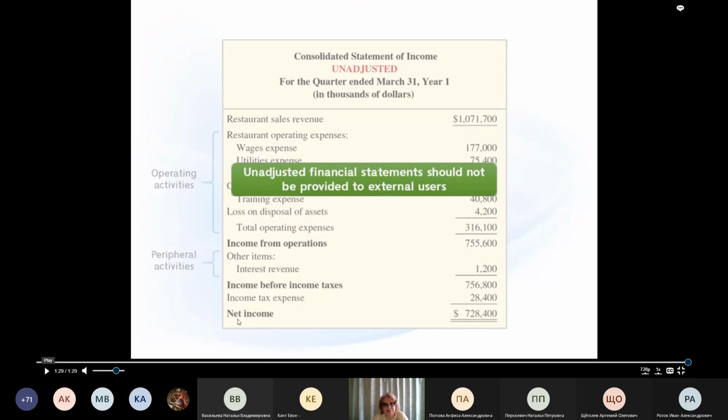we get net income. So once again, please remember that unadjusted financial statements should not be provided for external users. This is why this is an internal document for some understanding of the situation in the company. And also please remember that the income statement includes 2 main parts, operating activities and peripheral activities.